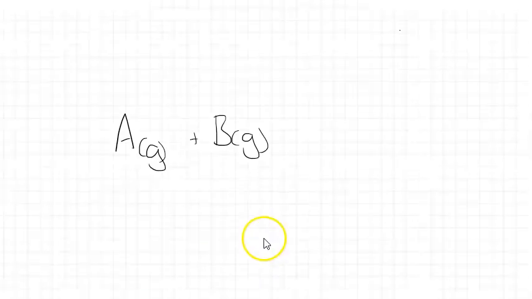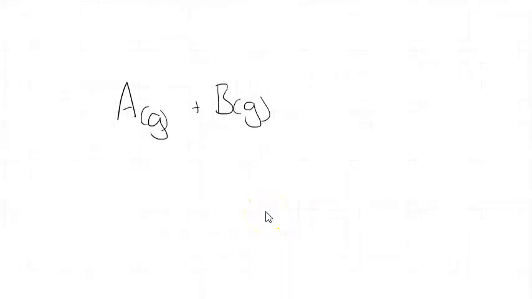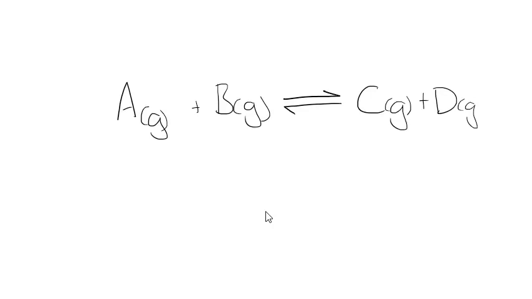So if we had a reaction of A plus B goes into C and D. So this is the same kind of idea as what we did last video. C plus D. The equilibrium constant is shown by the symbol Kc, so capital Kc equals the equilibrium constant.